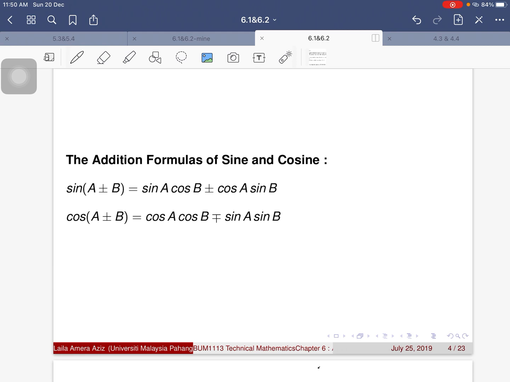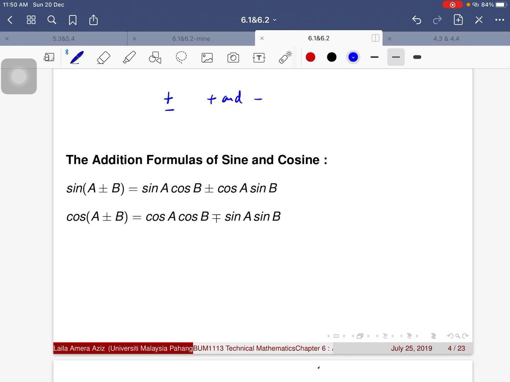Okay, so you don't actually have to memorize this. This is actually in the formula book if you need to refer to it, or you can refer to the slide as well. So if you have something in the form of sine of A plus or minus B, when you have a symbol that is being put together here, it means that this is applicable for both plus and also minus.